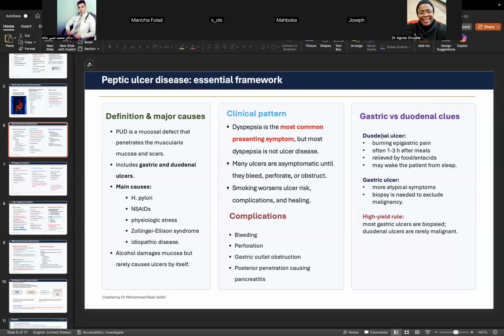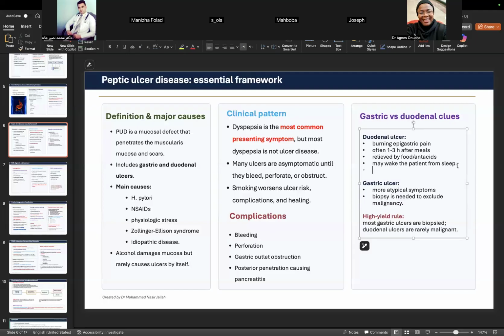This is very interesting. Remember how they gave you the scenario. I'm going to try my best to make it very simple to recognize and pinpoint which one is which. For the duodenal ulcer: burning epigastric pain, often 1 to 3 hours after a meal, relieved by food and antacid, may wake the patient from sleep. And usually, if they give you a scenario about duodenal ulcer, it is about someone who is a little overweight.